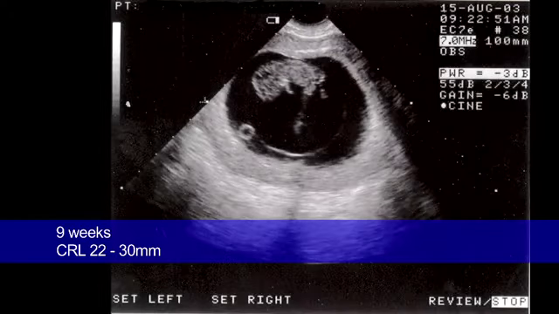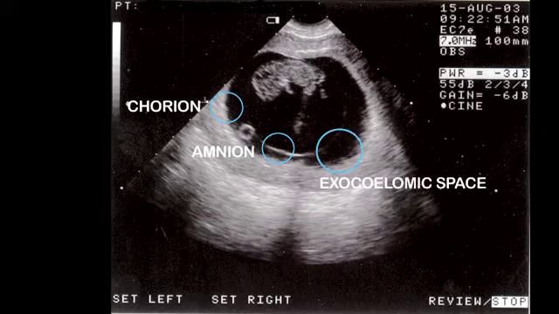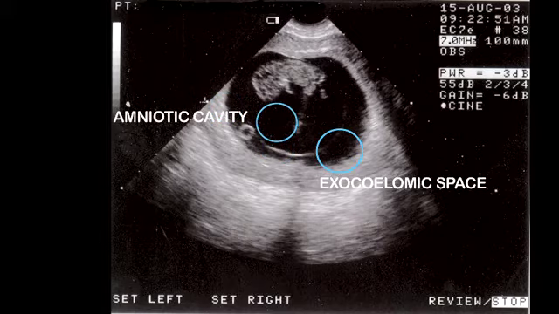In the second slide, you can see again, clearly demonstrated, the amnion, the chorion, the exocoelomic space, and the amniotic cavity lying around the embryo and bounded by the amniotic membrane.